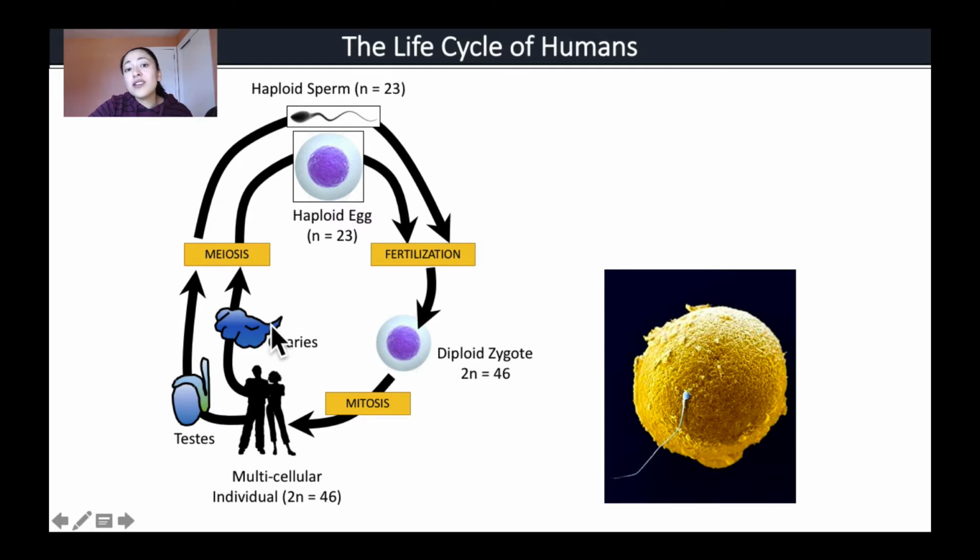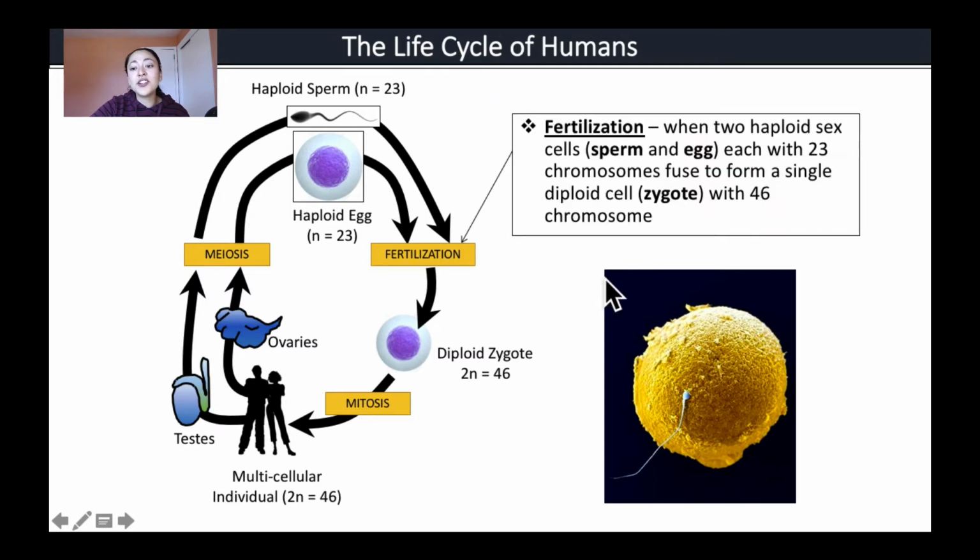The only time meiosis occurs is within the ovaries or the testes to make haploid eggs or haploid sperm, each containing 23 chromosomes. The haploid sperm and the haploid egg will fuse together through a process called fertilization. So fertilization is when two haploid sex cells, each with 23 chromosomes, fuse to form a single diploid cell. This diploid cell is called the zygote, and it contains 46 chromosomes. From that one zygote, you create an entire new human.